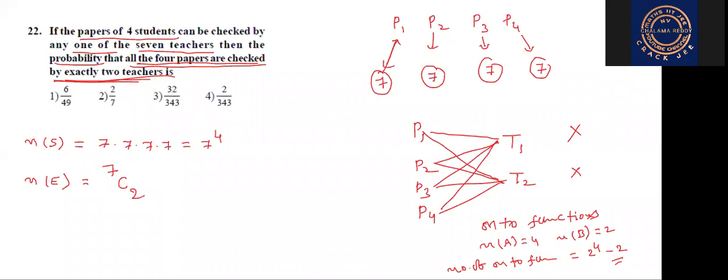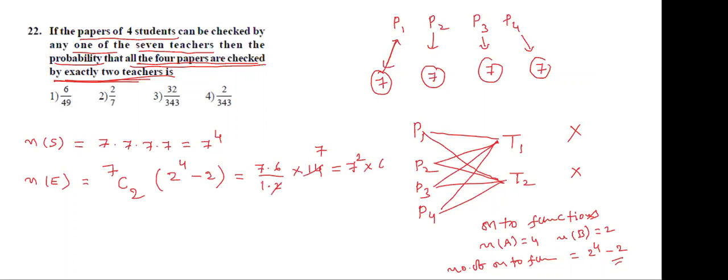This is the formula. So out of 7 teachers, 2 teachers can be selected. Those 2 teachers check the 4 papers. The possible case is 2 power 4 minus 2. This is the answer. Now calculate this. 7C2 means 7 into 6 by 1 into 2. 2 power 4: 2 to the 4, 8, 16. 16 minus 2 is 14. 2 sevens are 14. This is 7 square into 6.